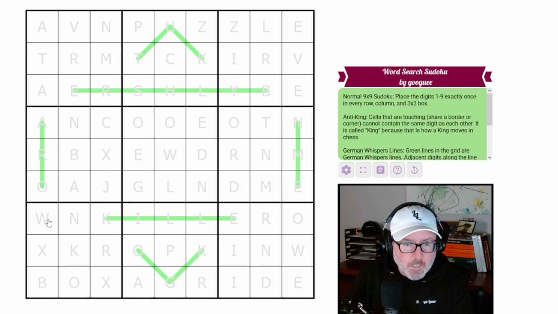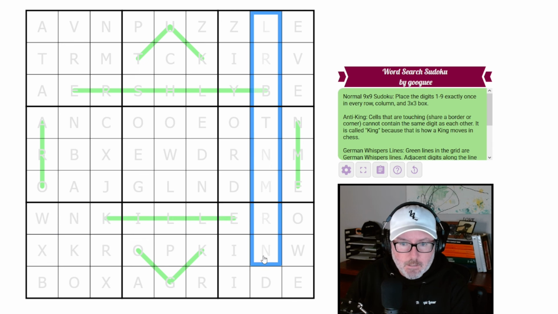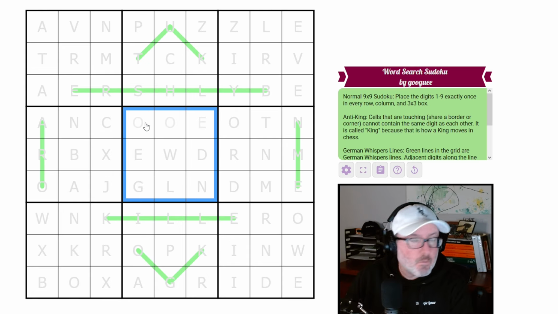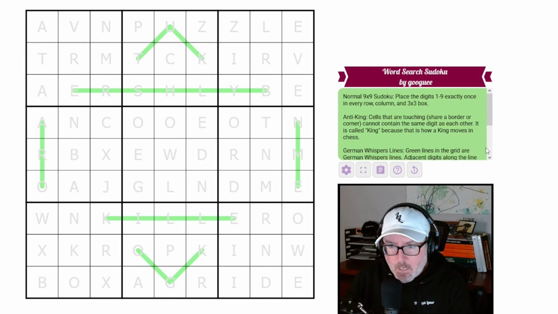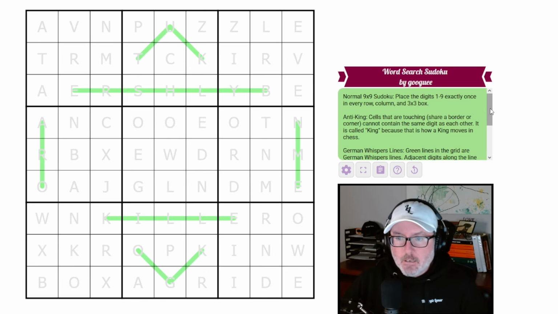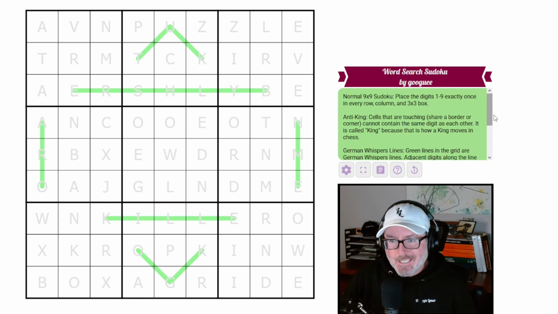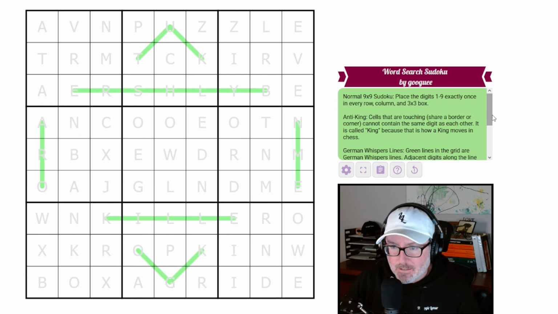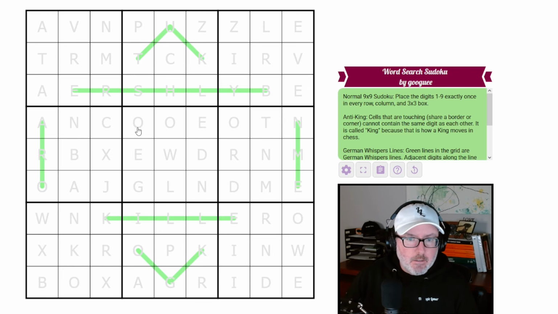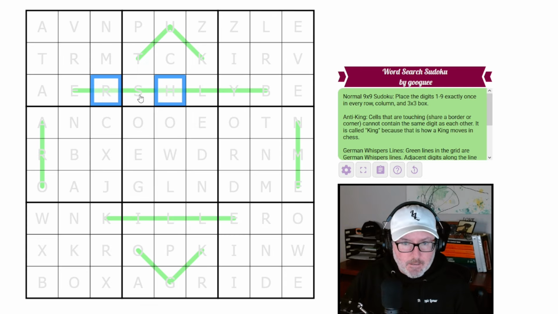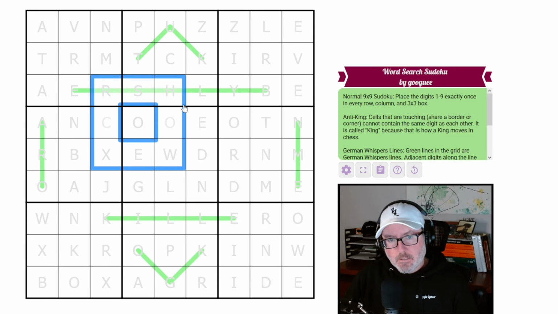It's normal 9x9 Sudoku, so every row, column, and 3x3 box will contain the digits 1 through 9 once each. We've got an anti-king rule, so cells that are touching, i.e. share a border or corner, cannot contain the same digit as each other. It is called king because that's how a king moves in chess. So this digit here, you won't be able to have any of these other digits in this area be the same because that's how a king can move, one space in any direction.